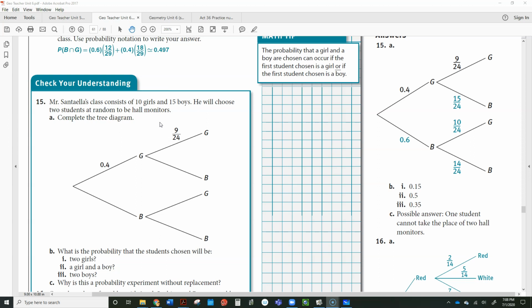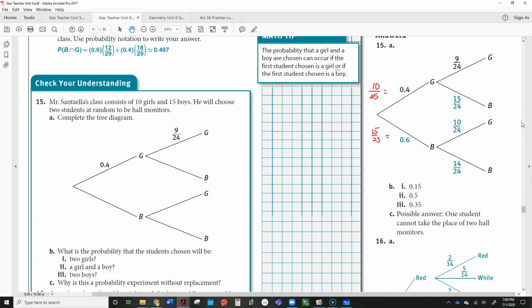Remember, this is the probability that we pick a girl. So there's 10 girls out of a total of 25 students. 10 girls and 15 boys, that's 25 students. And if you divide 10 by 25, you get 0.4. Okay, so this down here is the probability of getting a boy. There's 15 boys out of 25, and you say 15 divided by 25, it gives you 0.6.